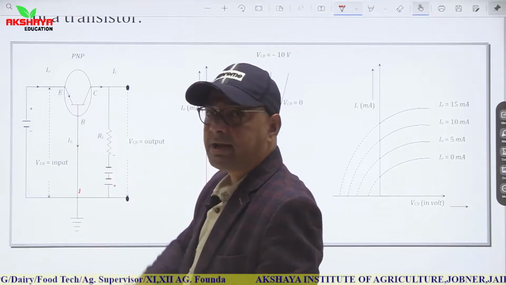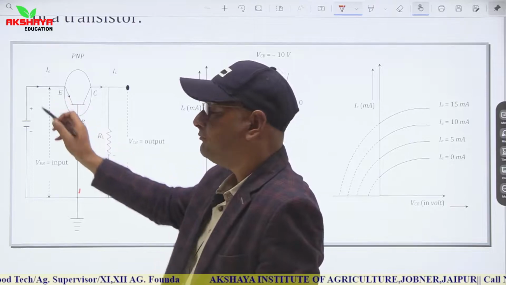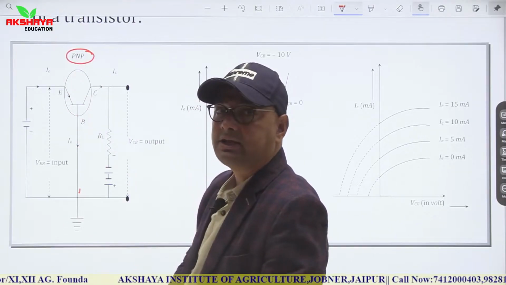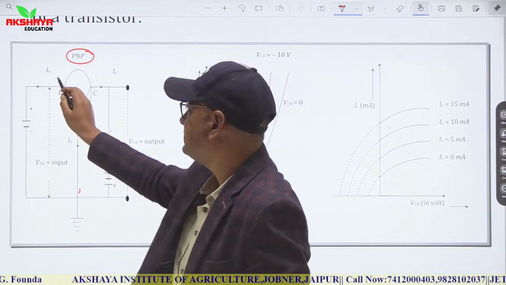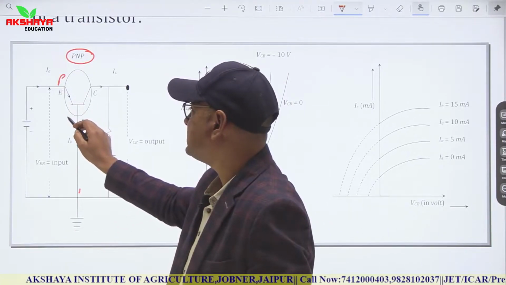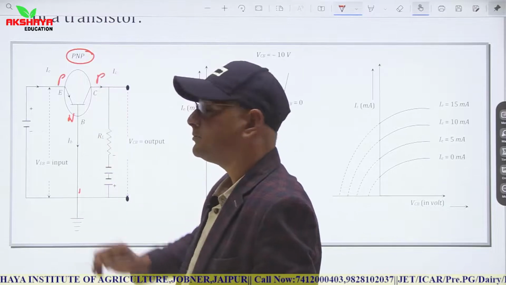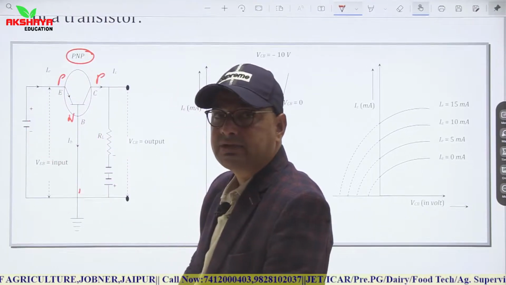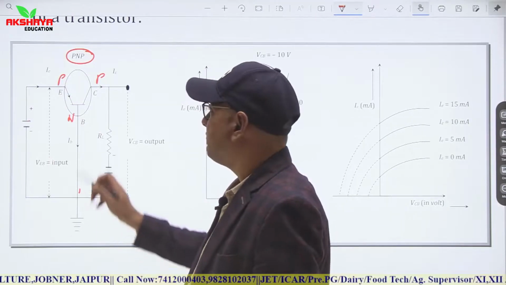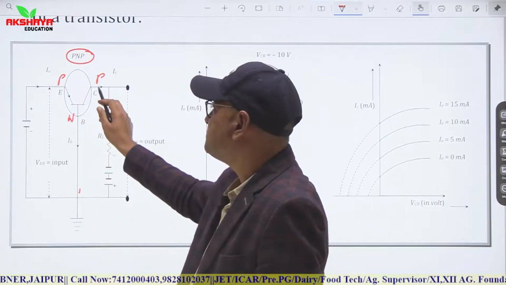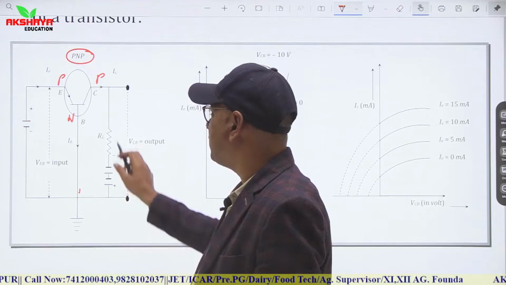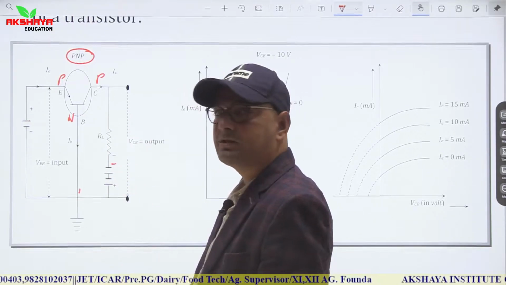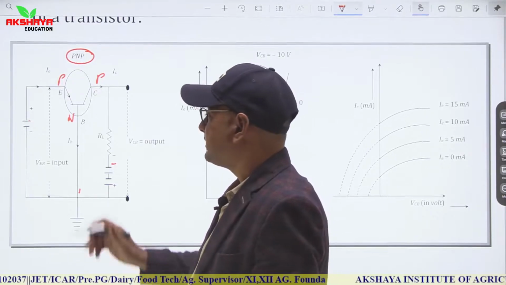Input circuit is kept in forward bias. So if we talk about PNP transistor, then in case of PNP transistor, this is P, base is N, and collector is also P. So P region is connected with positive terminal of cell as it is in forward bias, while in case of output circuit, this P region is connected with negative terminal of cell, because it is in reverse bias.